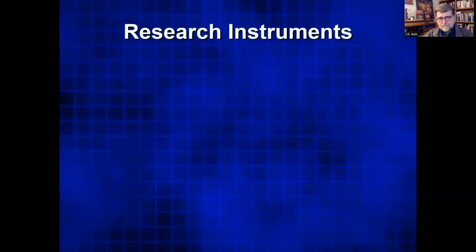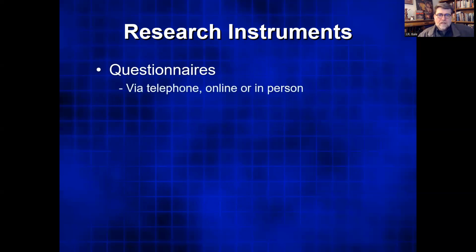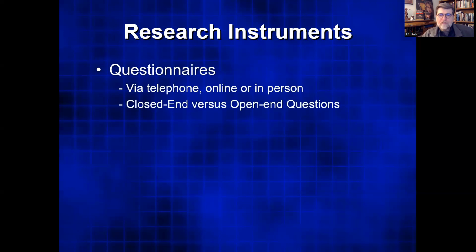There are all sorts of research instruments, and I mentioned this previously. Obviously, questionnaires by telephone, online, or in person. The questions you ask are very important. Now, there are generally two types of questions. There's a closed-ended question, which has a limited number of possible answers. It might be yes or no, or true or false, or it might be more like, what's your favorite color? And then you only give maybe 10 colors.